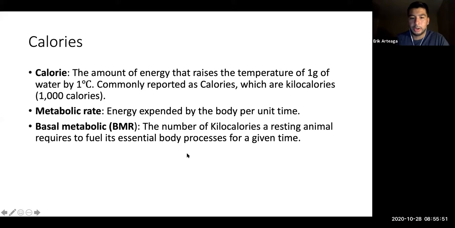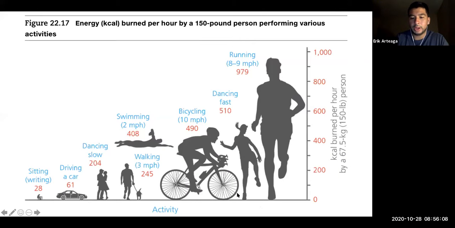Metabolic rate is the energy expended by the body per unit time. Basal metabolic rate, or BMR, is the number of kilocalories a resting animal requires to fuel its essential body processes for a given time. Okay, I think we've seen this before, but one of the main things that people talk about is the amount of energy we're able to expend during workouts, right?